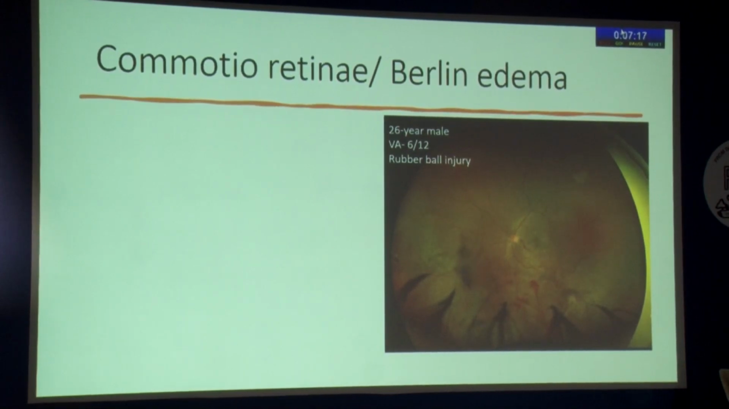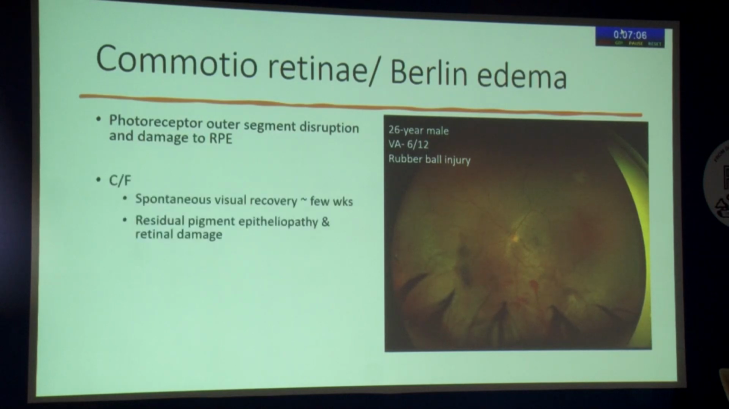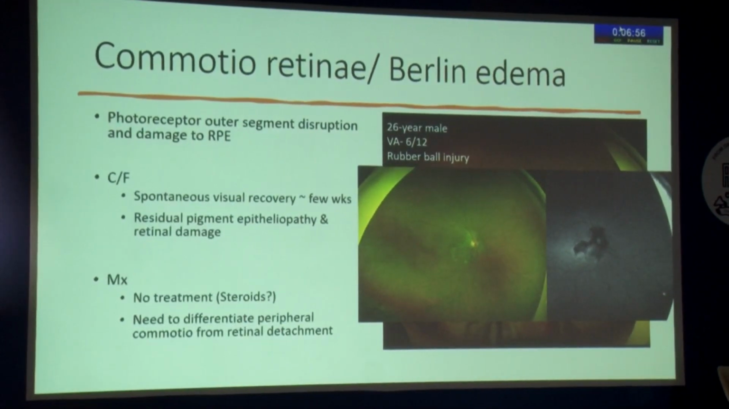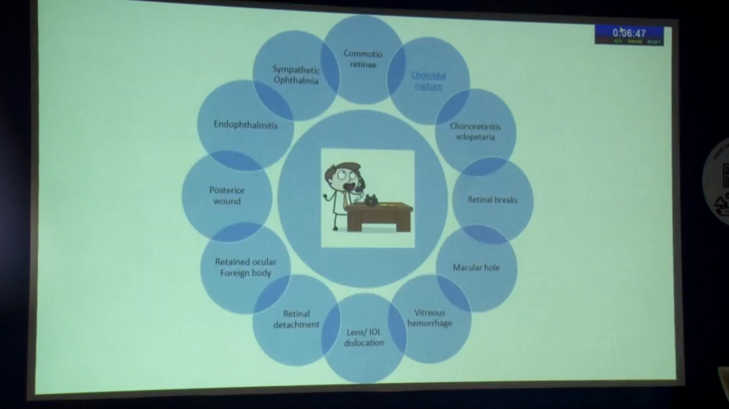And you could appreciate there is retinal whitening at the posterior pole as well as in the periphery. This is commotio retinae, and it occurs because of photoreceptor outer segment disruption and RPE damage. Spontaneous visual recovery is the rule, but some residual pigment epitheliopathy remains, which can be picked up on fundus autofluorescence imaging. There is no definitive treatment. The role of steroids is controversial, and important is to differentiate the peripheral commotio retinae from retinal detachment.